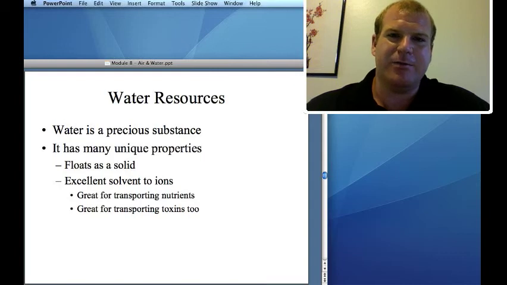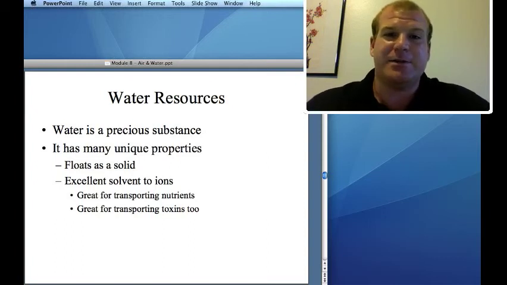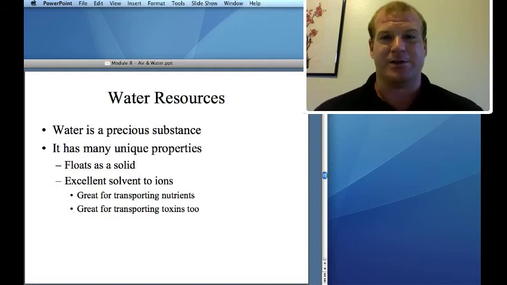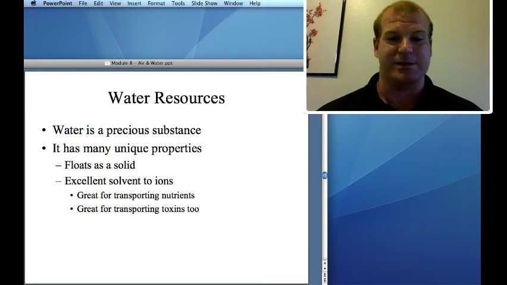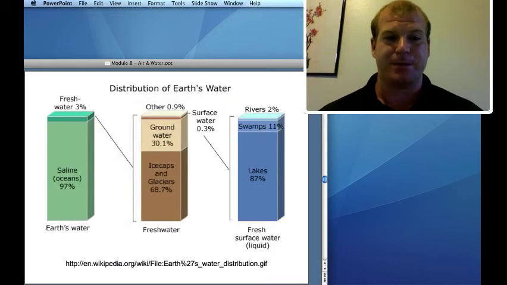And also, water is a great solvent, and that makes it really good for transporting nutrients, and very good for transporting toxins too. So that's important to us because our blood plasma is mostly water, and that's how we get our nutrients to our cells. But at the same time, our bloodstream can also transport toxins to our cells as well.